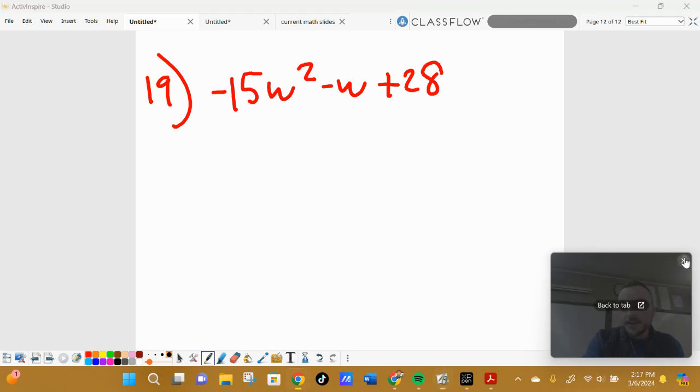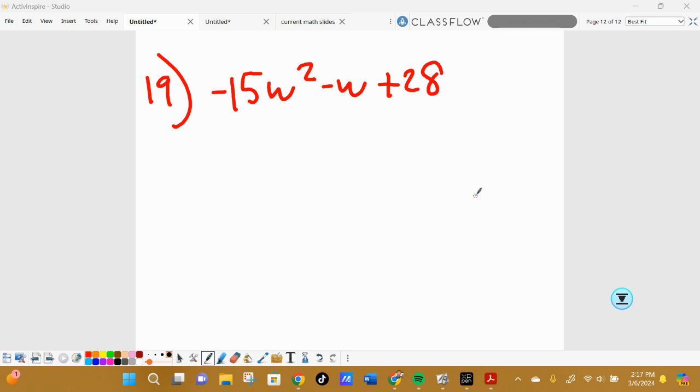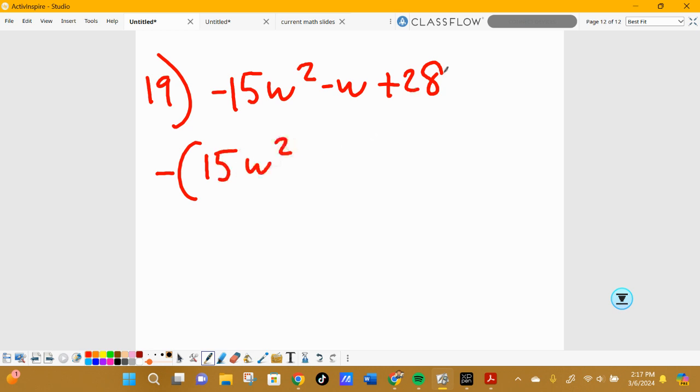As we solve this, first of all, we never want to factor out something that has a negative out front. So I'm just going to get rid of that by factoring it out. So now it's just a 15w squared. And I've noticed a lot of us are making this mistake. When I take out this negative, everything changes. So this negative is now a positive w, and this positive is now minus 28.